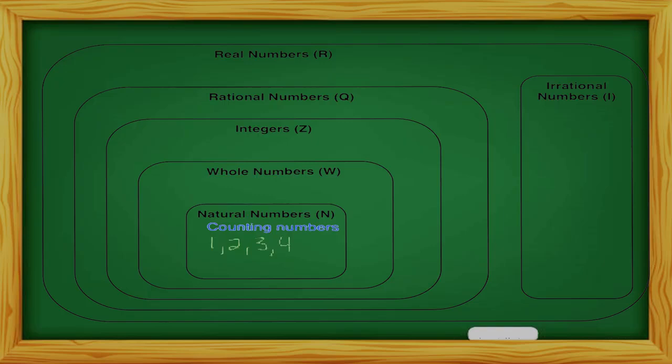Next, we have whole numbers. Whole numbers are all of the counting numbers and 0. So we have 0, 1, 2, 3, 4, etc.